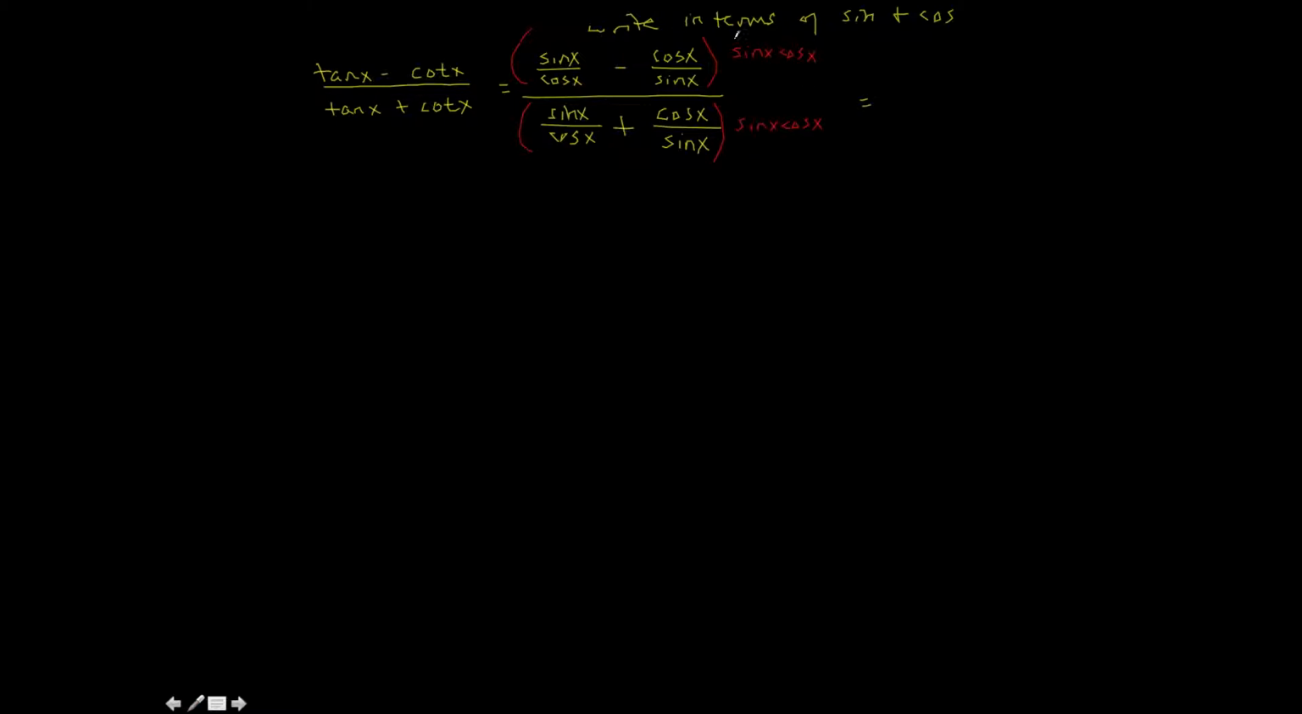Sine x cosine x times this. So the cosine x's cancel. So I have sine x times sine x, which is sine squared x. Okay? Minus, multiply this one. Well, the sine x's cancel. So this is cosine squared x. Cosine x times cosine x. Okay? Same thing on the bottom. And when you do it, you're going to get the same kind of cancellation here for this particular problem.